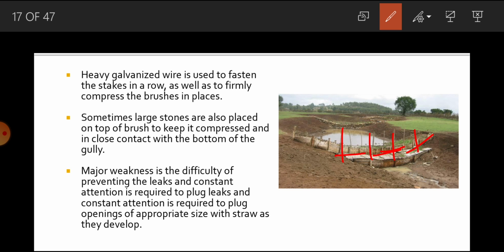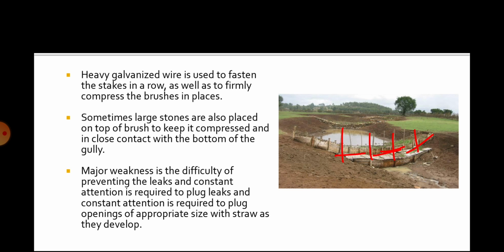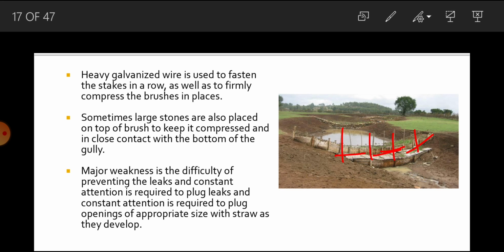The major difficulty in such kind of dams is leakage. Since the packing material is straw and other fine particles, we can't stop the complete water. There will be some flow of runoff from the bottom. So this is one drawback of such kind of dams. But yes, it is effective in reducing the gully erosion.